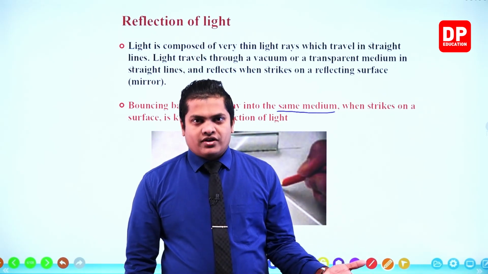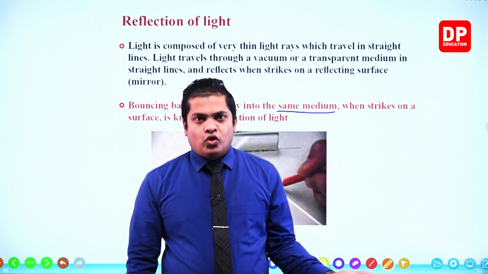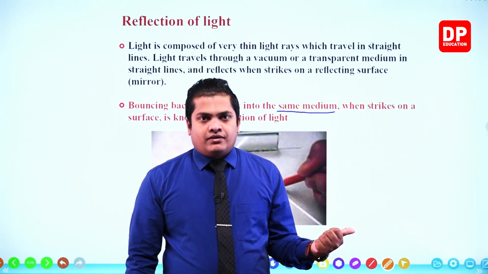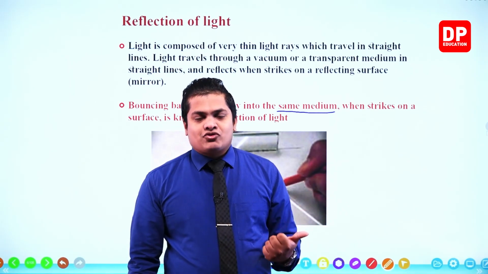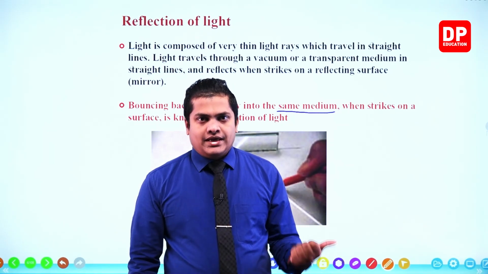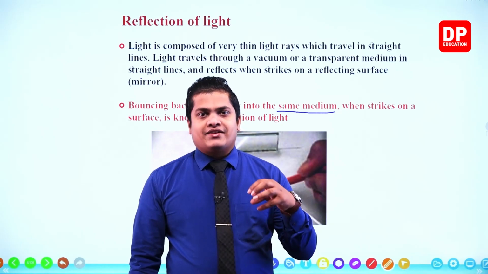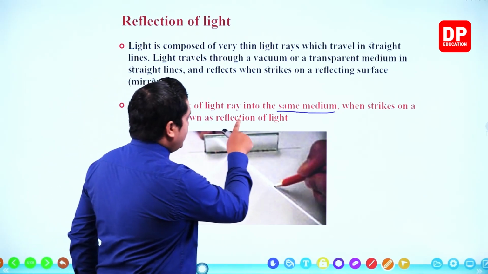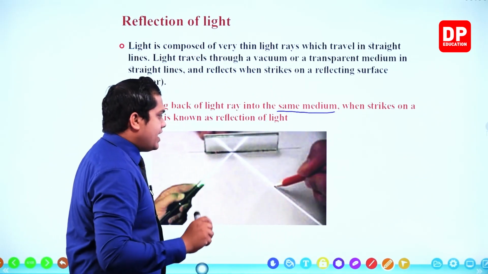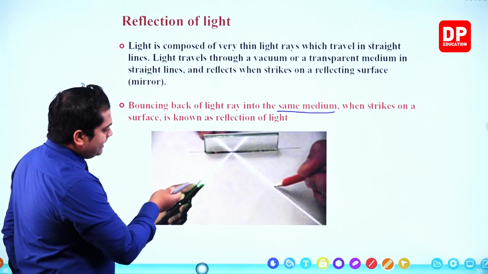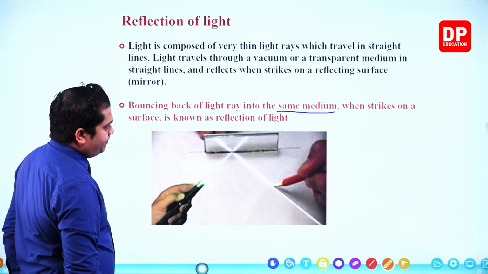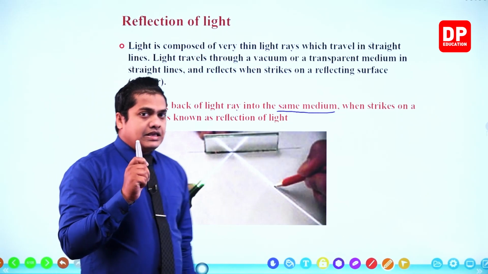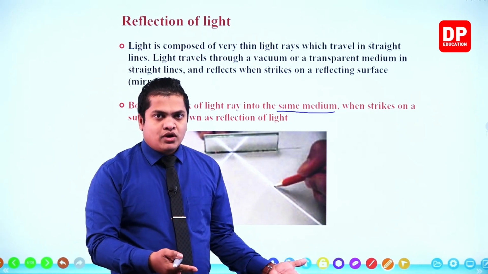Fish are living in a water medium. They are living within the water, no? Medium means that, right? So light can travel through these transparent media. When you take a vacuum also, light can travel even through vacuum. So, bouncing back of light rays into the same medium. Now within this figure, we are directing a laser light to the mirror. When we are directing it, we are in the air medium, that means in our atmosphere.